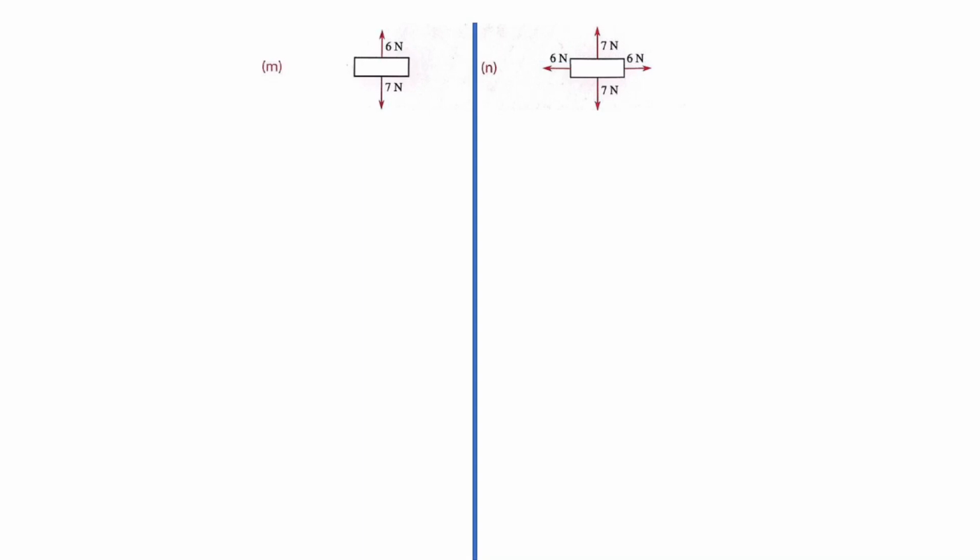Okay, so we've just got 7 and 6 newtons. They're in opposite directions, so this one's perhaps quite straightforward. 7 minus 6 gives us 1 newton acting down.